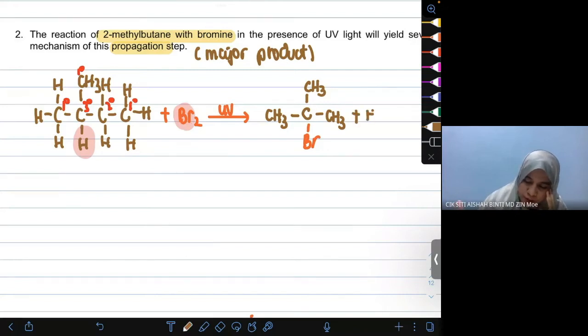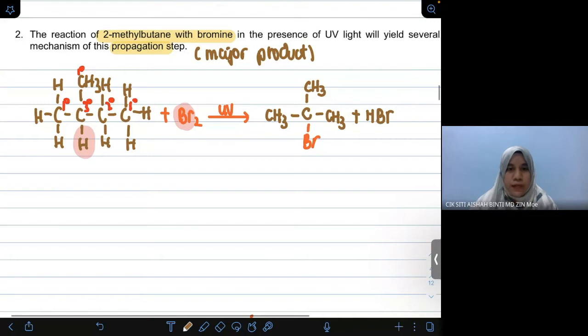Plus HBr. Okay, so this is only the equation. So next what we're going to do is actually the mechanism.